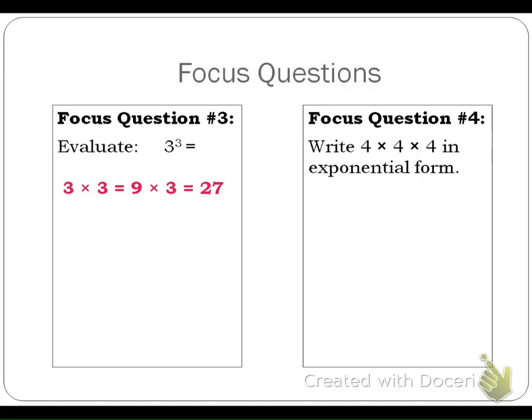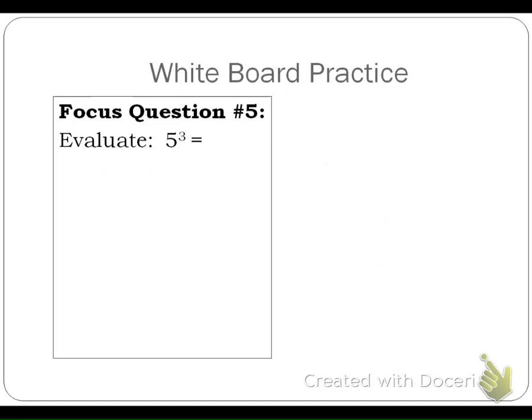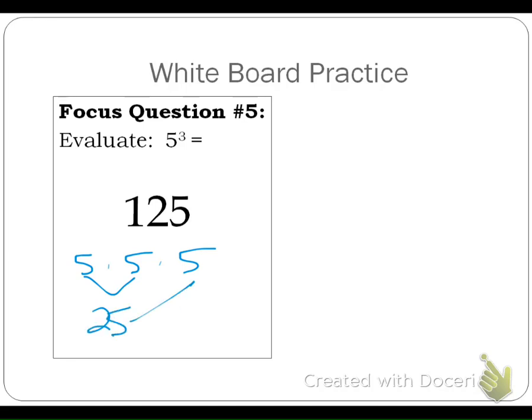How would you write 4 times 4 times 4 in exponential form, or as a power? 4 to the third. Oops, I went a little fast there. I was going to give you time to do 5 to the third. 5 to the third is 125, but again, that would be 5 times 5 times 5. So you'd first multiply the first two 5s together to get 25, and then multiply 25 times 5 to get the 125.